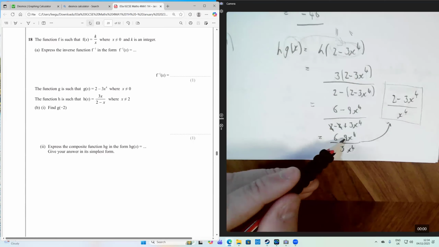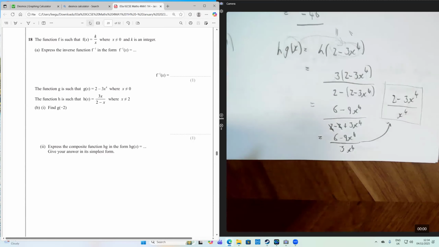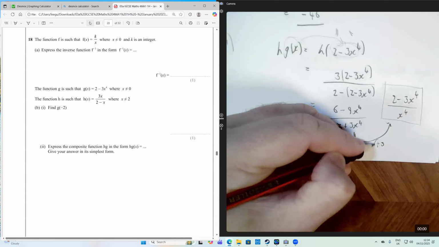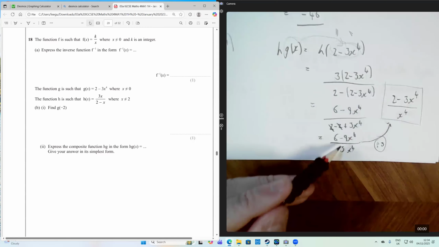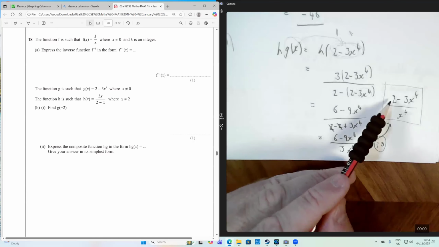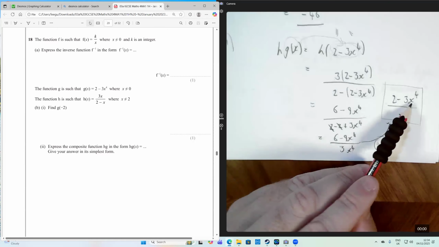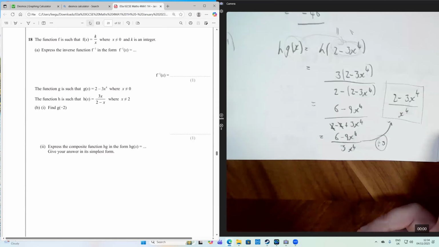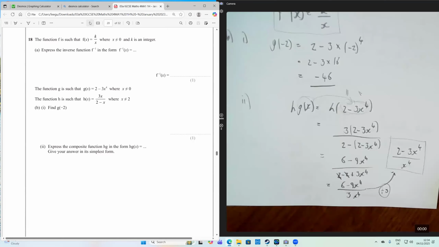And the numerator is 6 minus 9x to the fourth. We've got a common factor of 3 in every single term. So we can divide the numerator and denominator by 3, giving us 2 minus 3x to the fourth over x to the fourth. And that's our final answer for 18 part 2.